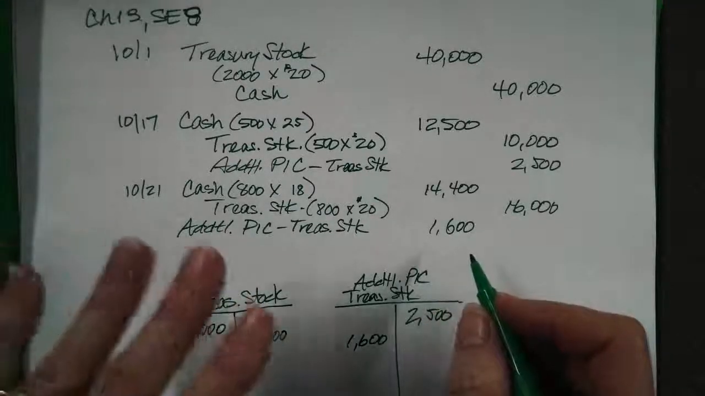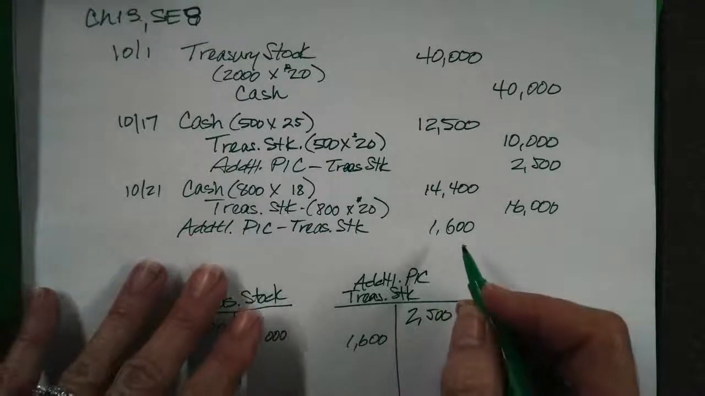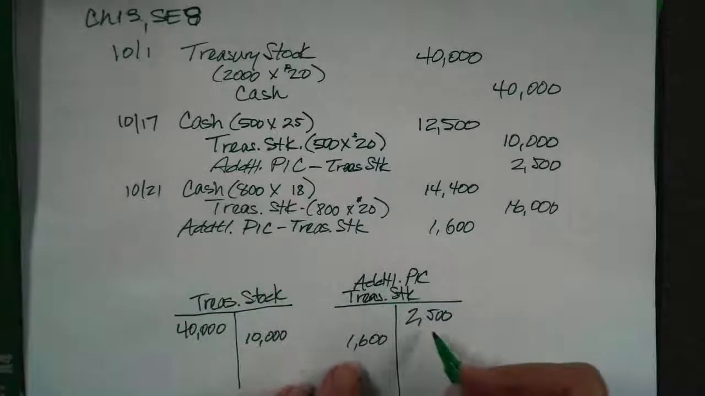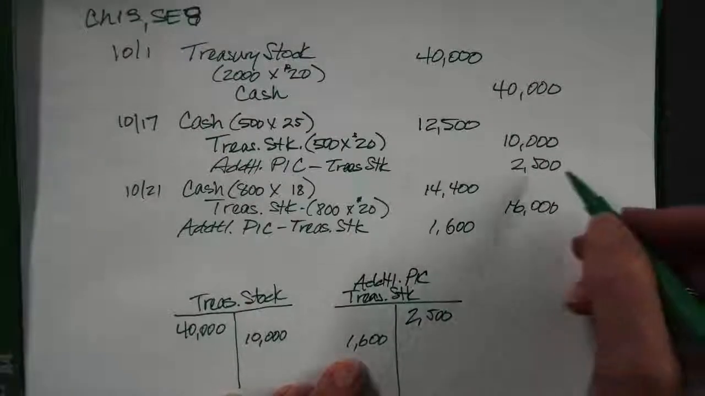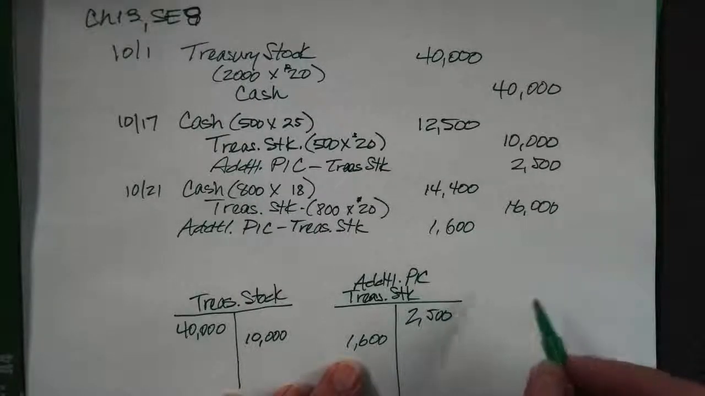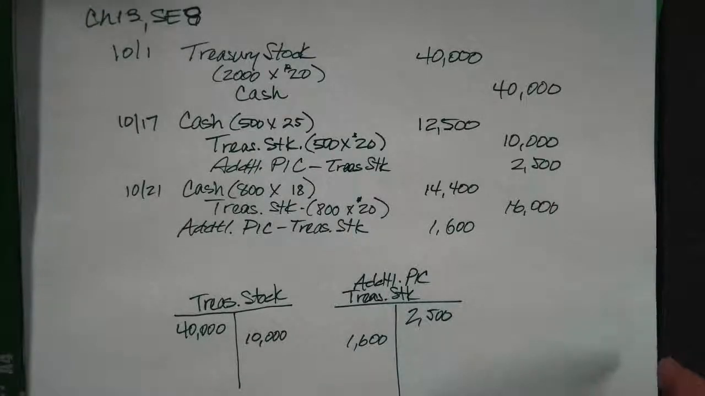So we don't record a loss on the income statement because we sold these shares at a loss. We net it against the additional paid-in capital that we already earned when we sold the batch for more. Okay? Okay, that concludes Chapter 13, SE8.